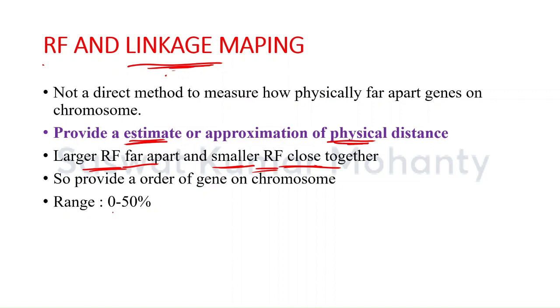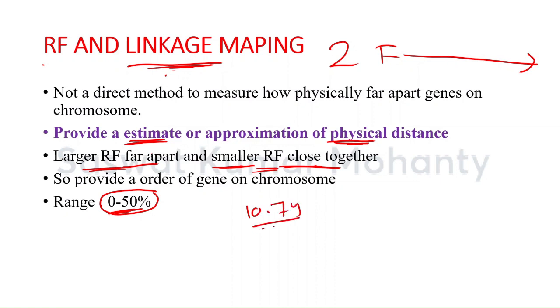And remember that the recombination frequency should not exceed 50%, because if it's more than 50%, then these two genes whose distance you are finding are very far apart. That is not a feasible result. So the recombination frequency should be 0 to 50%, and if you get 10.7 for recombination frequency, it is the same as 10.7 for map distance.